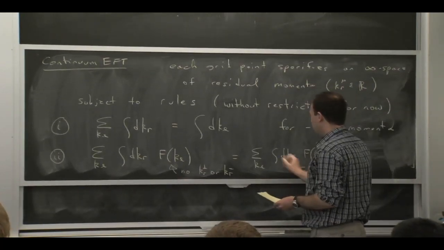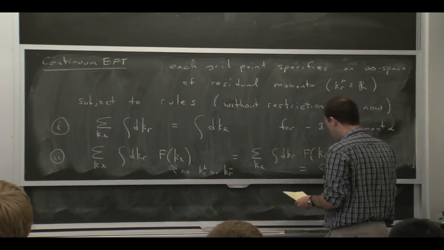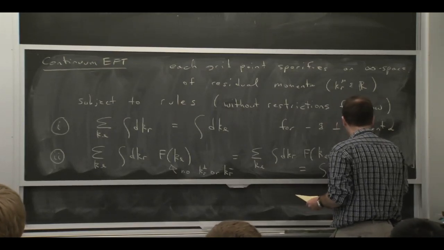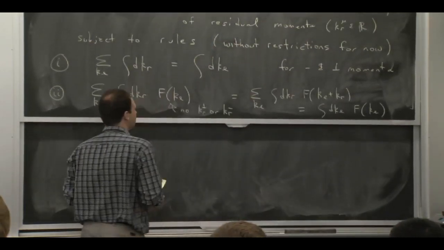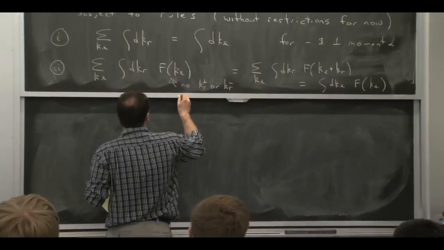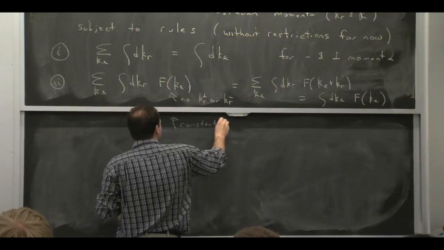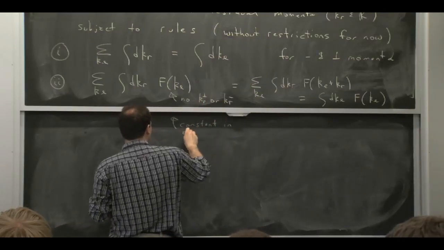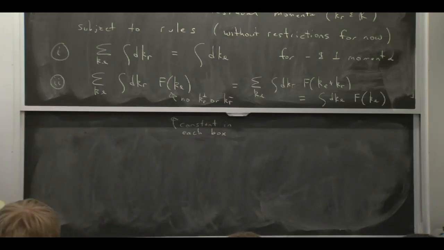And then I can use that formula up there to say that this is just an integral with a continuous k of the function evaluated at that continuous k. So that's the way that sort of number one works. We are integrating functions that are constant in the boxes, and so then it's kind of trivial how to put the boxes back together.